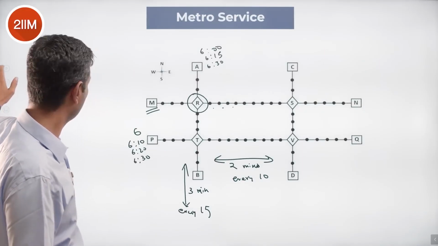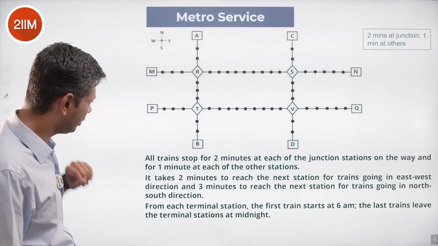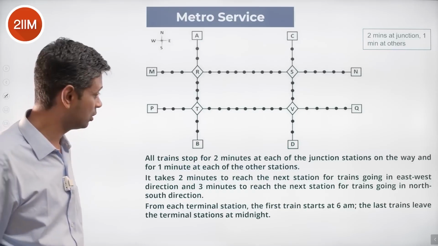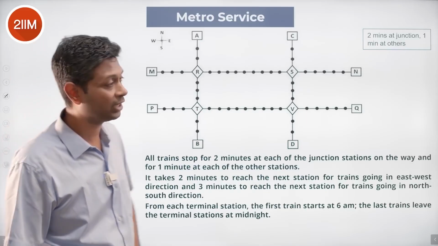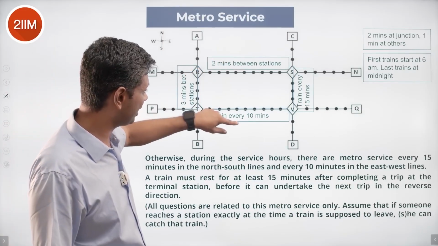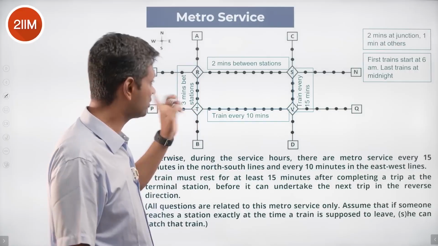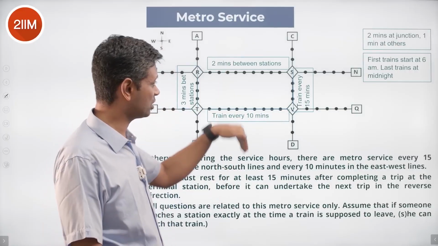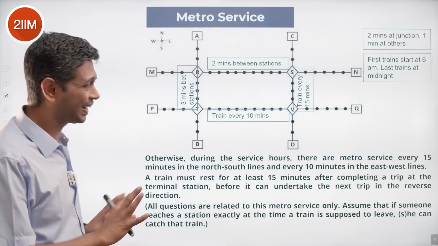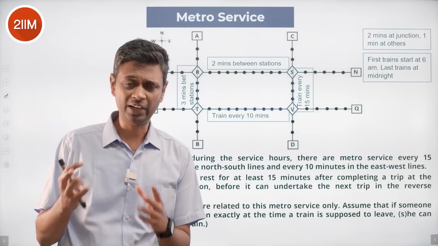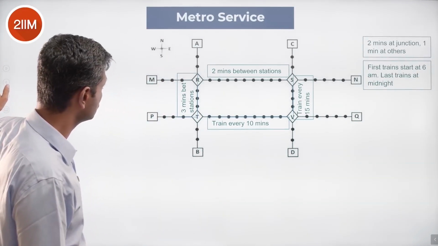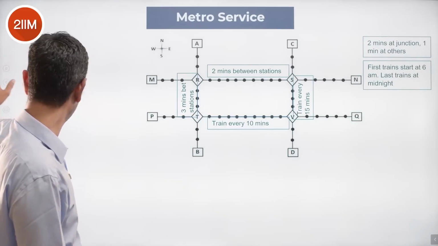All trains stop for 2 minutes at the junction stations on the way and for 1 minute at each of the other stations. So 2 minutes at junctions, 1 minute at others. Just capturing the data. 2 minutes between stations, train every 10 minutes: this is the east-west equation. 3 minutes between stations, train every 15 minutes: the north-south equation. So we just grab the data, we can't really solve anything or simplify it into a grid and answer; we have to jump to the questions. First train starts at 6, last trains at midnight.